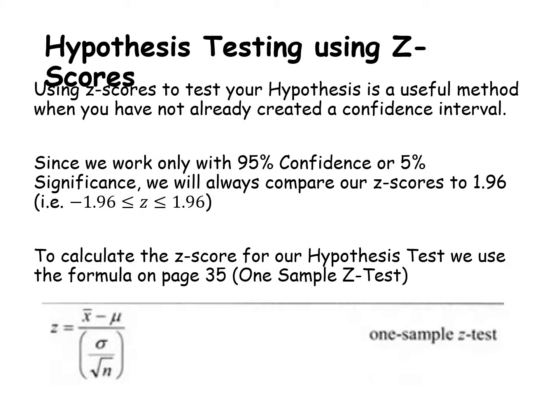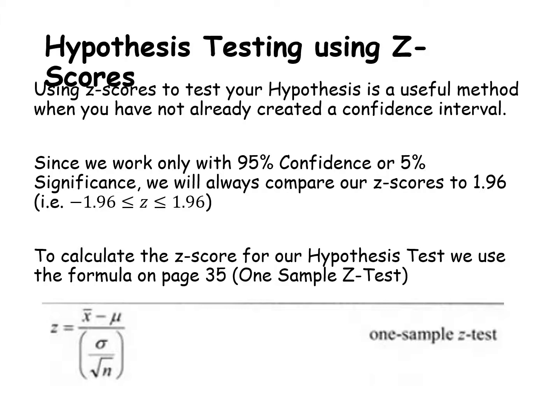So let's talk about z-scores. Using z-scores to test your hypothesis is a very useful method, especially when you've not already created a confidence interval. So in the previous example, we saw that we created a confidence interval and then used it. If we didn't already have the confidence interval created, is there an easier method? In my opinion, z-scores are an easier method.